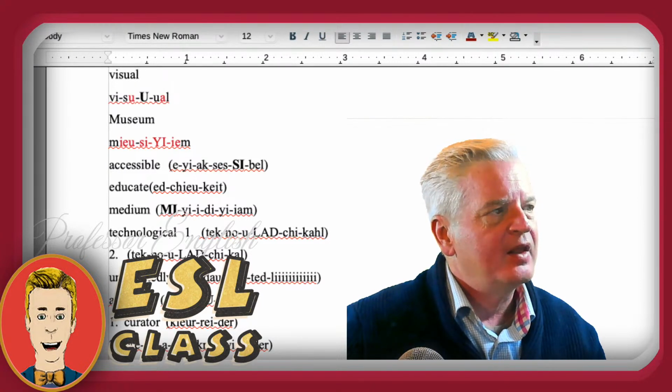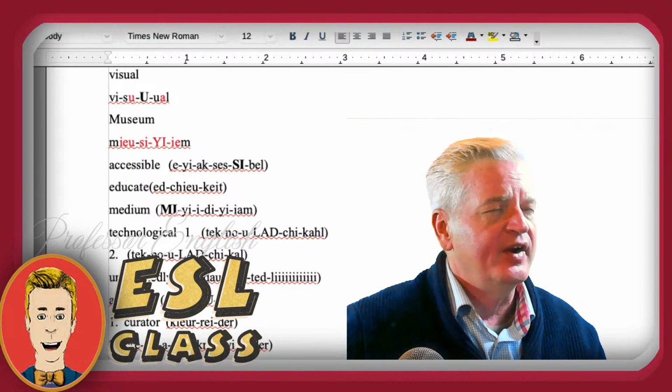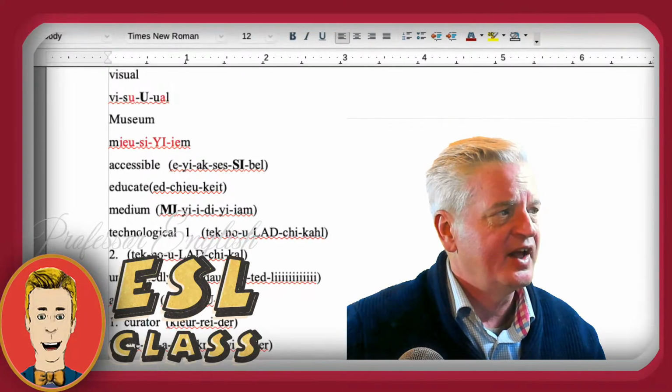Mew. And the next vowel sound is also very complicated. It's several sounds together.